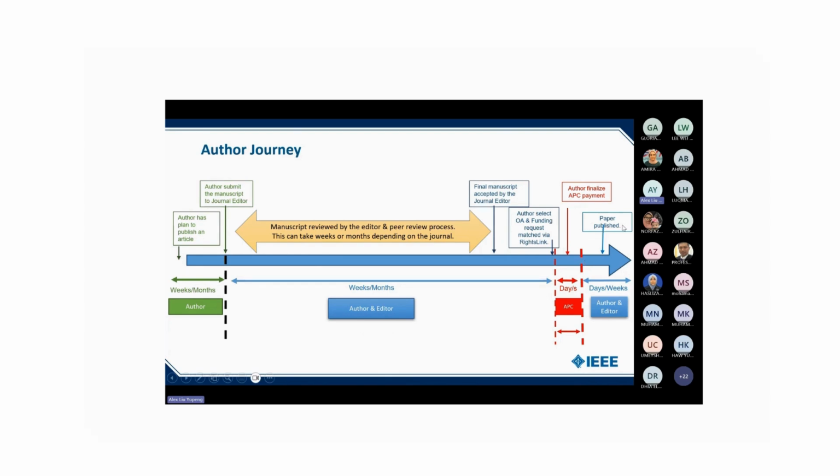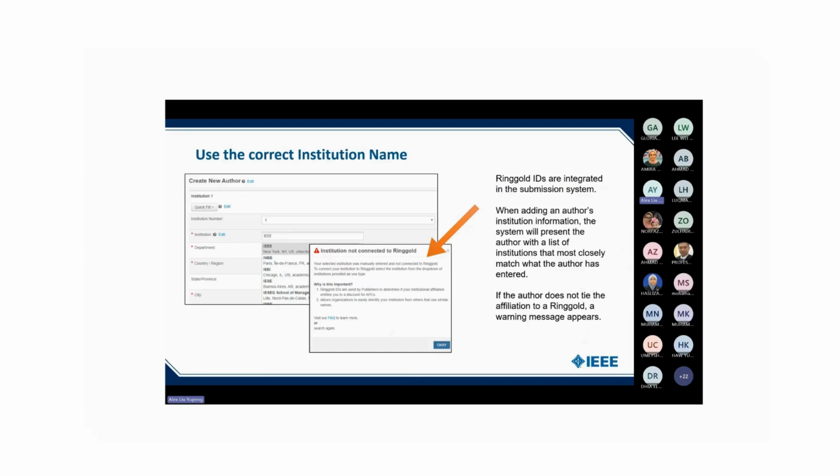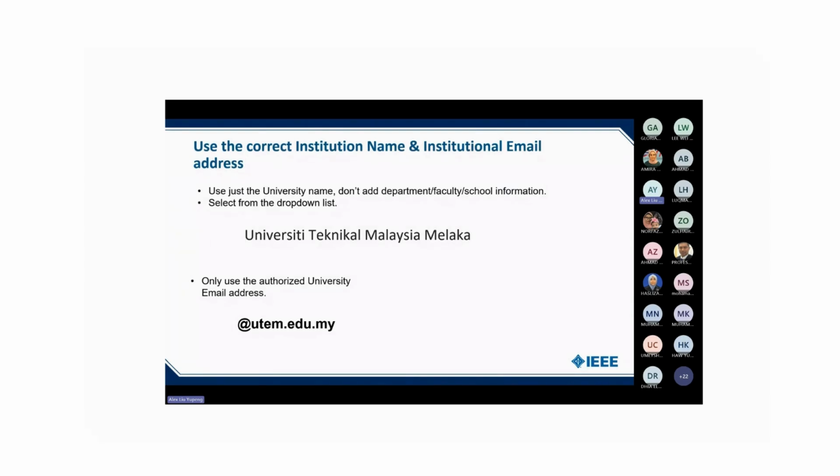But if you want to publish in open access, you need to finalize the APC payment. And this is the part where ma'am is sharing about the discount. Our university is getting a 15% discount. So in order to use that, you need to put in a proper university name. So in this case, I'm sure you are familiar, use the proper university name. Don't just say UTeM, right? It doesn't work this way. You need to spell the whole proper name. And of course, you need to use an authorized email address. Don't use your Gmail. Don't use your Hotmail.